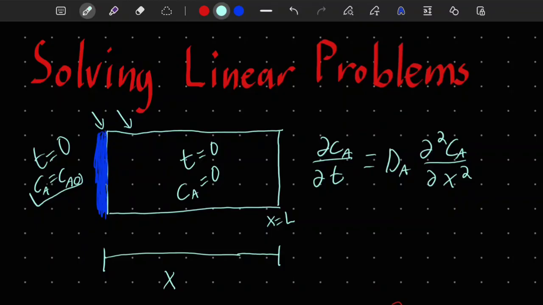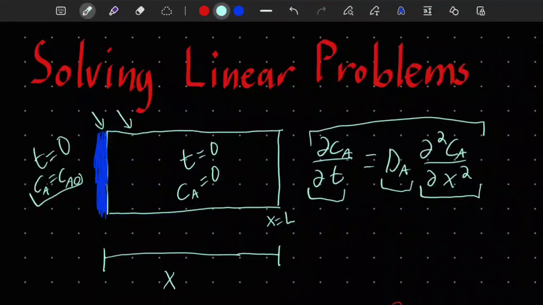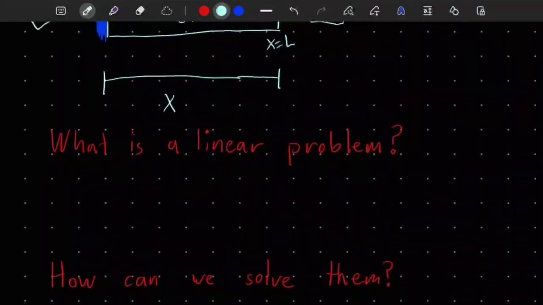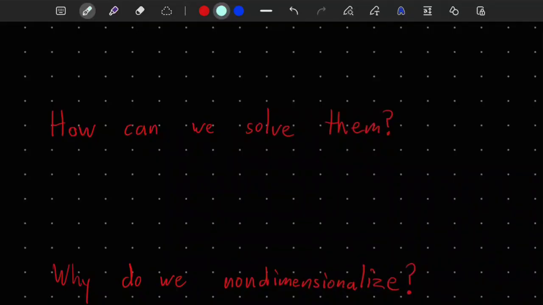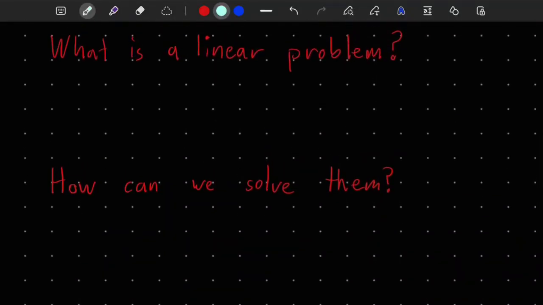So if you were to write out the governing equation for this, it probably looks something like this, where you have a time accumulation term, a spatial derivative, and the rate that they're related to, or the diffusion constant. So you might ask, what is a linear problem? A linear problem is just any problem where things aren't multiplied by itself or its derivative. For example, if we're talking about concentration, we have no Ca times Ca terms or Ca times dCa terms.